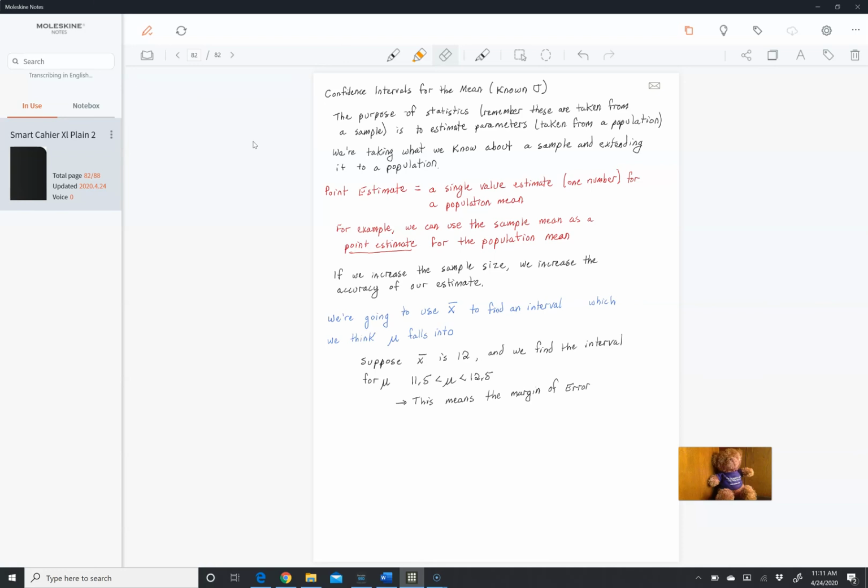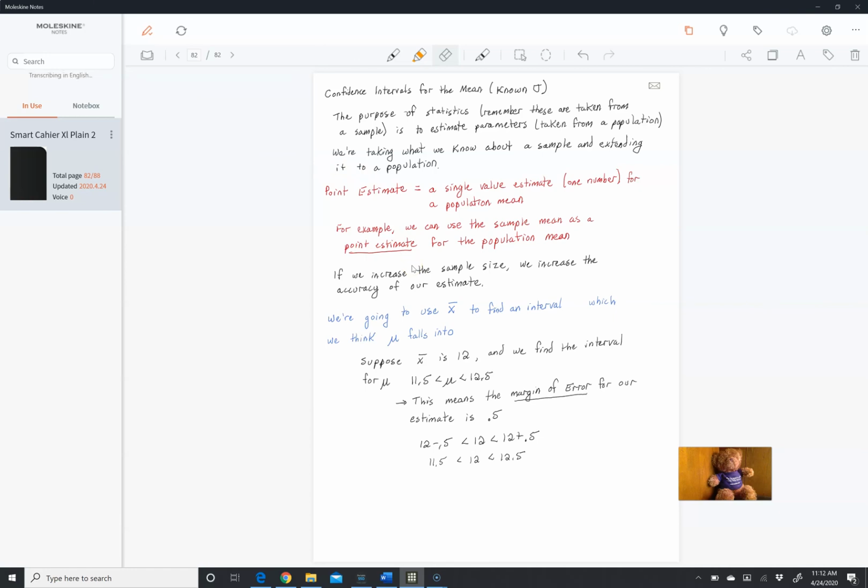The margin of error. Why is it 0.5? Because 11.5 is 12 minus 0.5. And 12.5 is 12 plus 0.5, right? This is where the 11.5 less than 12 less than 12.5 comes from.